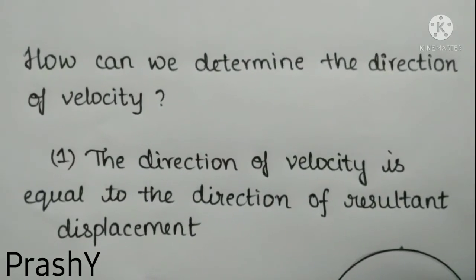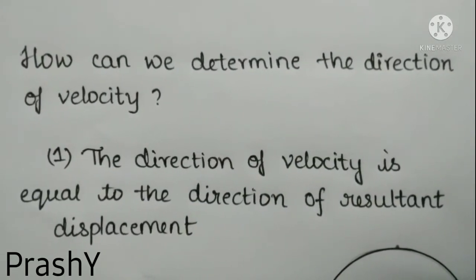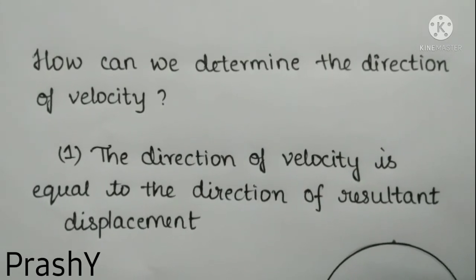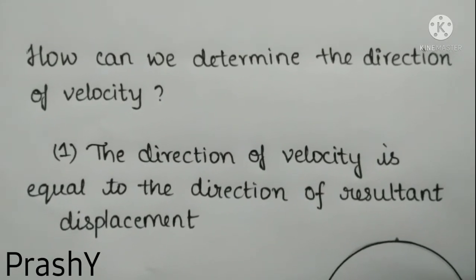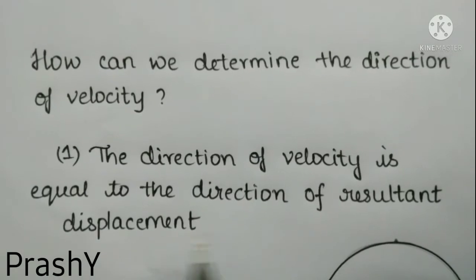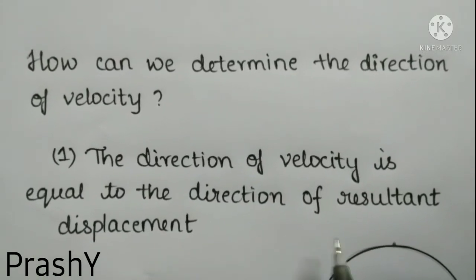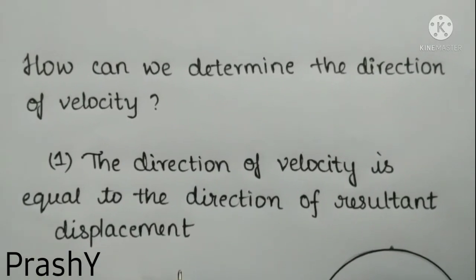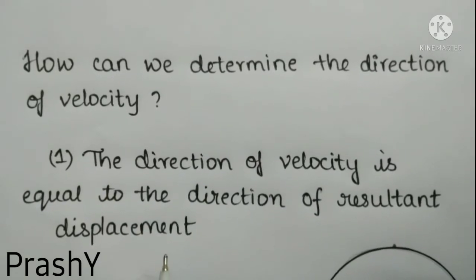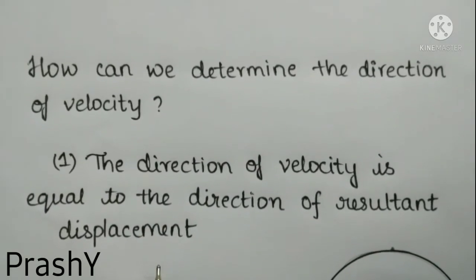When we are talking about velocity, it is important to indicate its direction. So let us see how to determine the direction of velocity. The direction of velocity is equal to the direction of resultant displacement. So let us understand this point by taking one example.